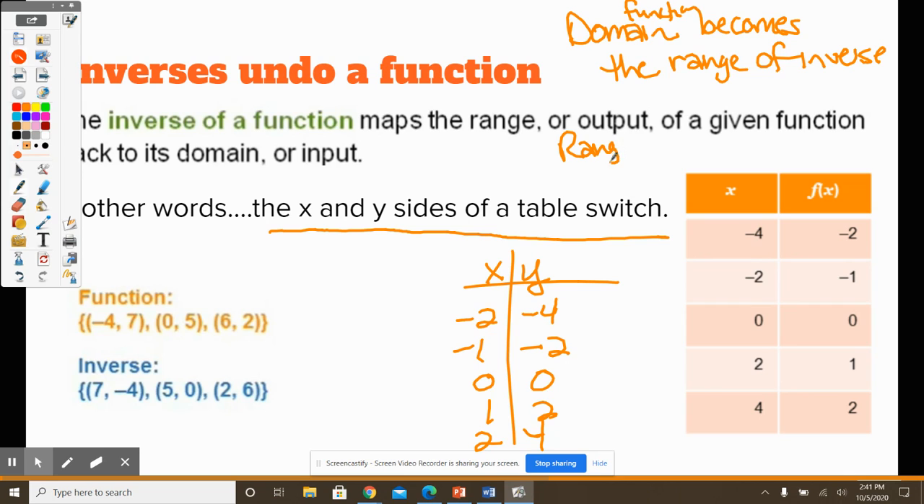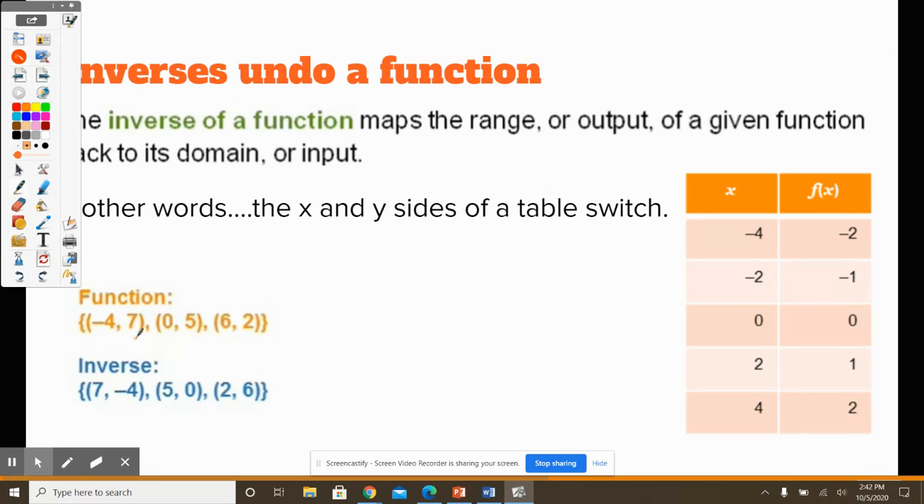The range of the function is the domain of the inverse. So you could look at a table, or you could look at a domain and range and switch, or here they just have ordered pairs and they just switch the x and y. All you're going to do is switch the x and y, and that's the first property of inverses because they have multiple properties. The first one is that they undo each other.